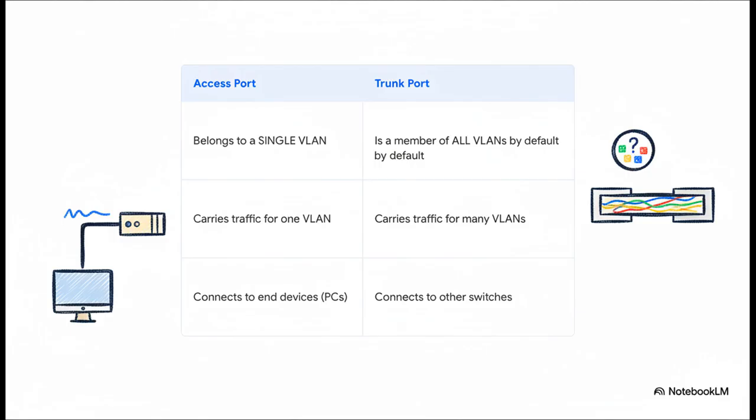And this slide right here breaks it down perfectly. An access port is for one device, your PC, a printer, and it lives in one and only one VLAN. A trunk port is the VIP connection between your switches. It's the express lane that by default carries the traffic for all your VLANs. Getting this difference is absolutely the key to making your network work the way you want it to.